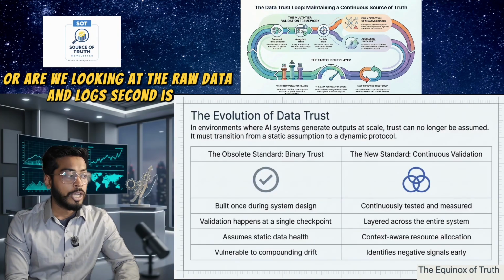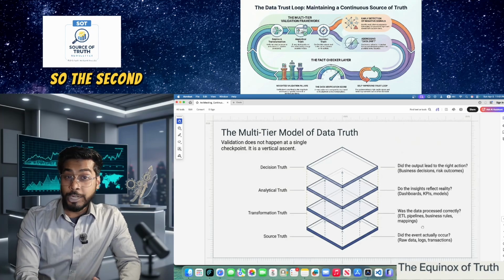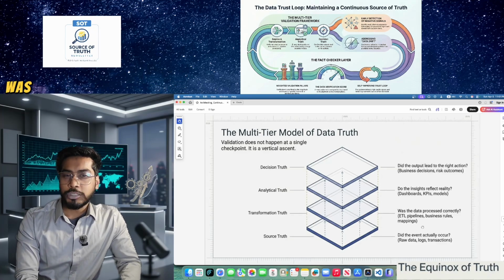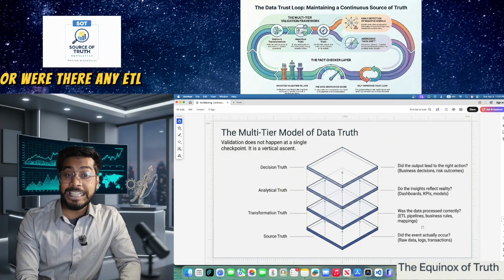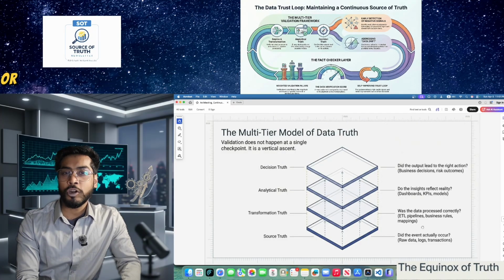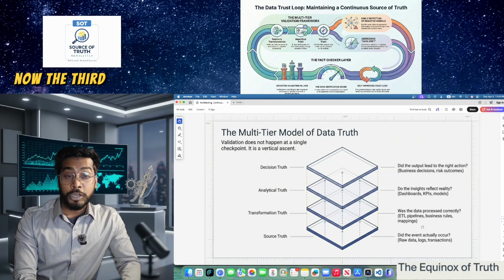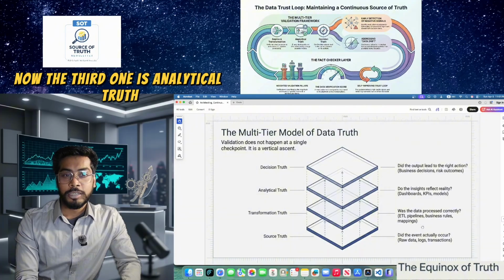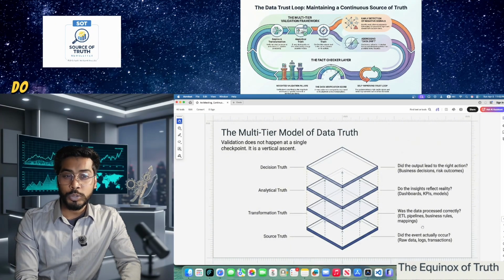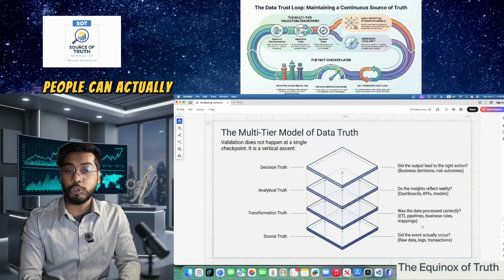The second one is transformational truth. Was the data processed internally, were there any ETL pipelines that validated it, or any sort of business rules being applied? The third one is analytical truth, which basically means, do these insights reflect reality? Are there any dashboards and KPIs people can actually see?